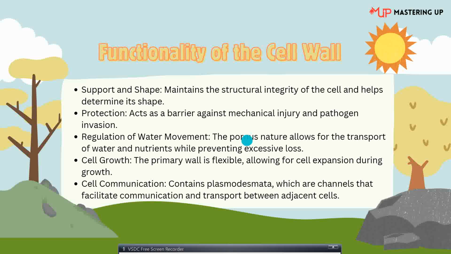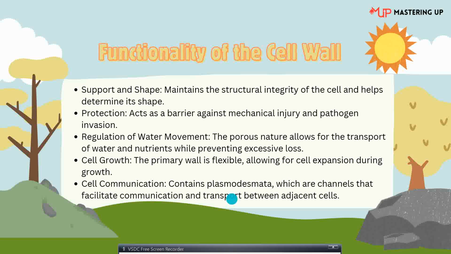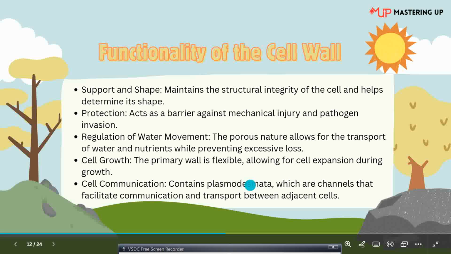Okay, so in the introduction part we read that the cell wall is porous. That's why, due to this porous nature, the transport of water and nutrients is helped, while it also prevents the excessive loss of this water and nutrients. Now cell growth: the primary cell wall is flexible, allowing for cell expansion during growth. Now cell communication: it contains plasmodesmata, which are channels that facilitate communication and transport between adjacent cells.